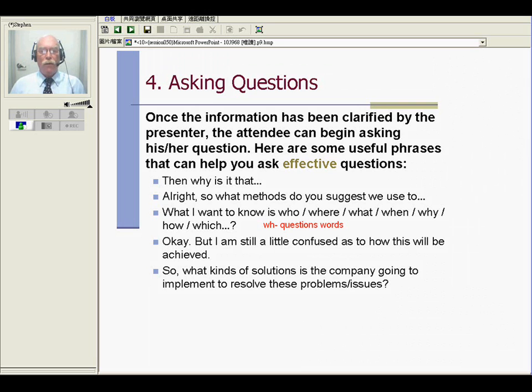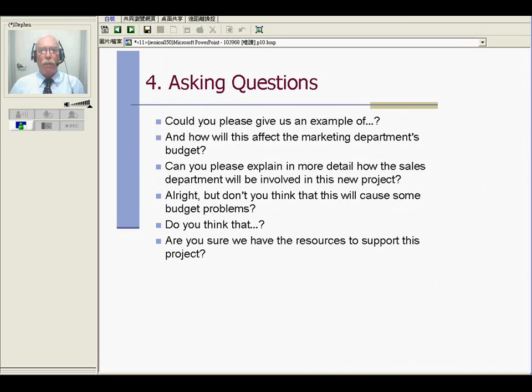All right? And the last one here, so what kinds of solution is the company going to implement to resolve these problems or issues? Okay? So these are asking for more details here about what was said. All right? And some more examples here. Could you please give us an example of what you were talking about, right? Or, and how will this affect the marketing department's budget?